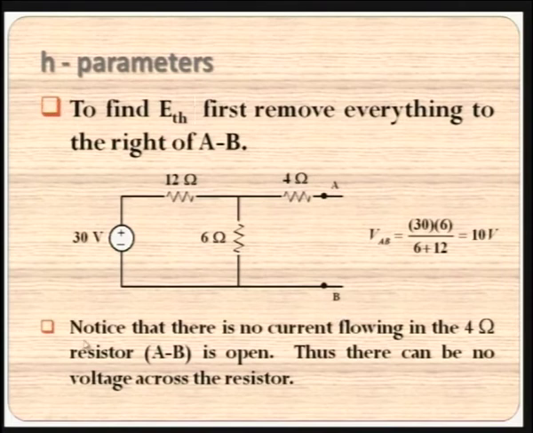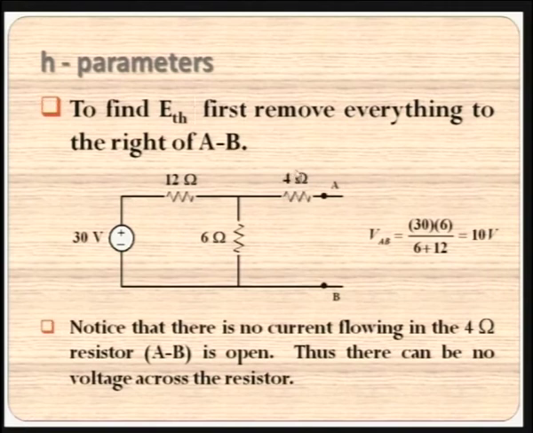So notice that there is no current flowing in the 4 ohm resistor. AB is open, thus there can be no voltage across the 4 ohm resistor. When we have a look at this circuit, the voltage source produces current to flow through the 12 ohm and the 6 ohm resistor, and the current returns to the source.